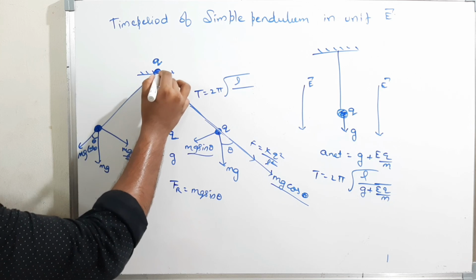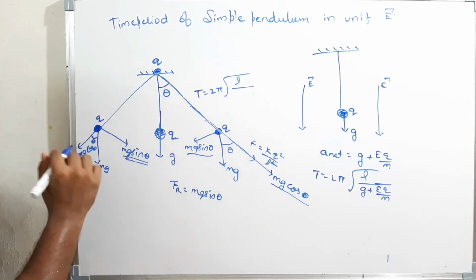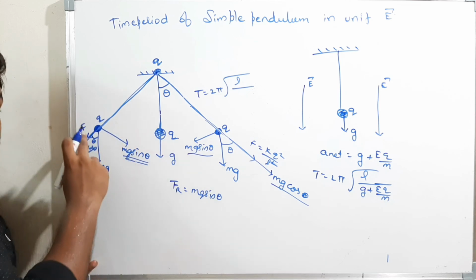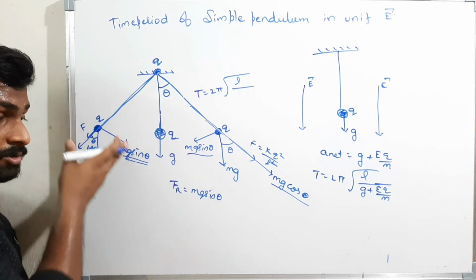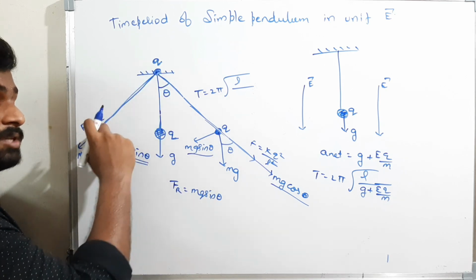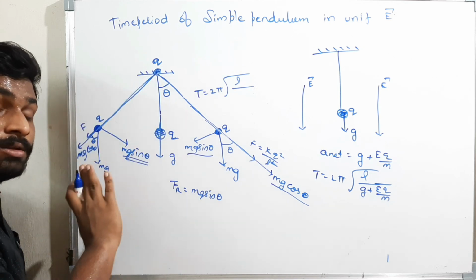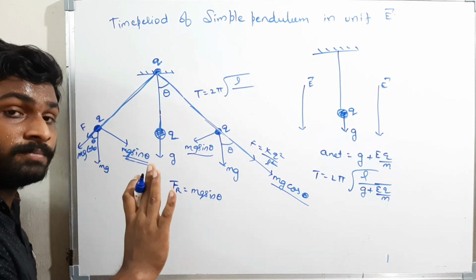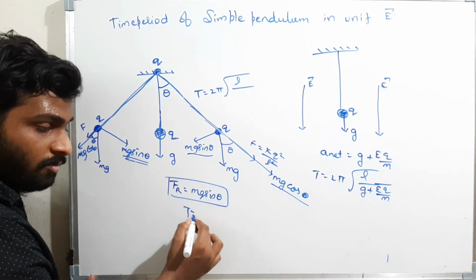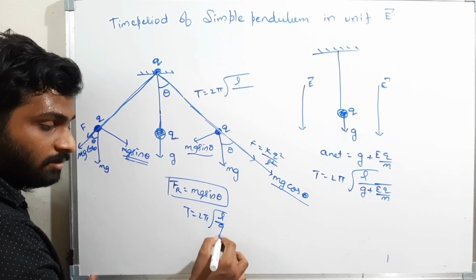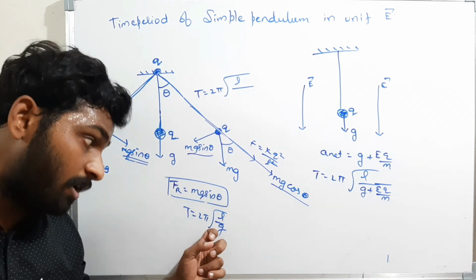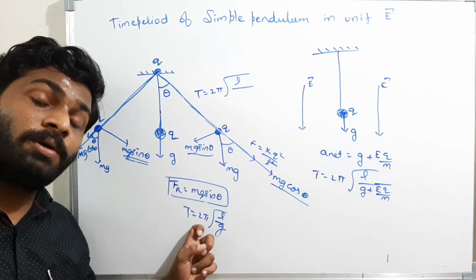Now, if there are charges Q on Q, in which direction will the force be? The force will be along the line joining them. That means the force will be F in this direction, and it is not giving any component along the restoring force. Therefore, even though there are charges at the point of suspension, that Coulombic force won't give any restoring force. If the restoring force is not changing, then the time period also won't change. Therefore, the time period is root of L by g. It won't change. Only if the restoring forces are changing will the time period of the pendulum change.